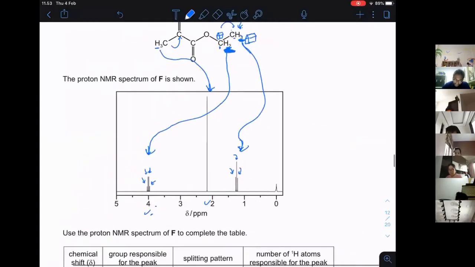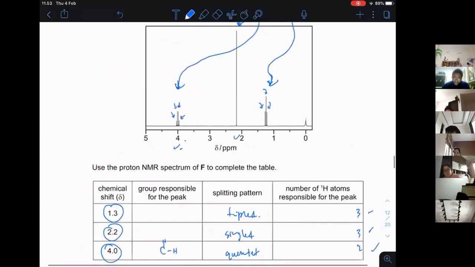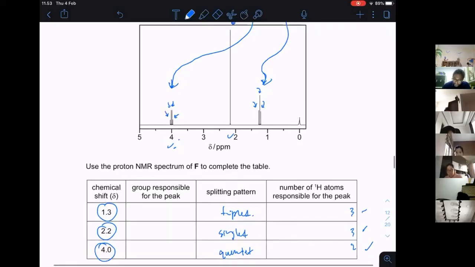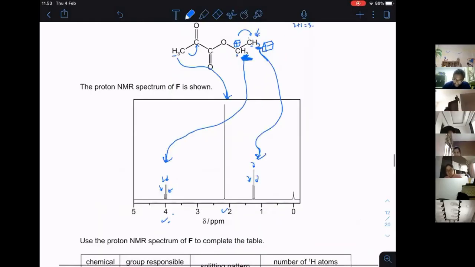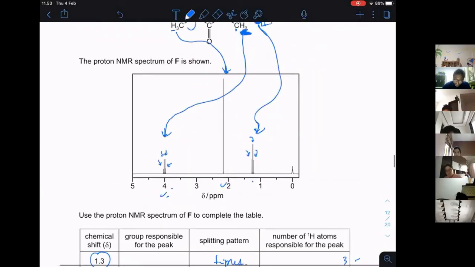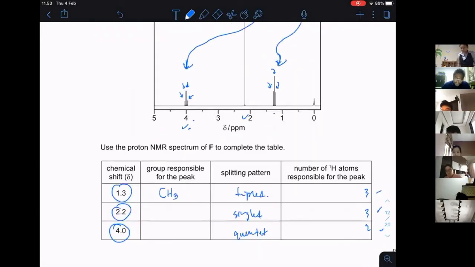Let me actually see how to represent the answer here. Okay, hold on. How to represent the answer. They say the environment of the carbon atom. So they say alkane, or you just put CH3 like what I did just now. So for example, if it is going to be 1.3, it's going to be CH3. So group responsible CH3.